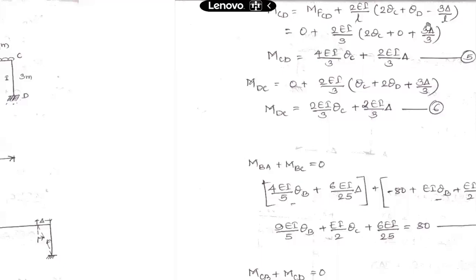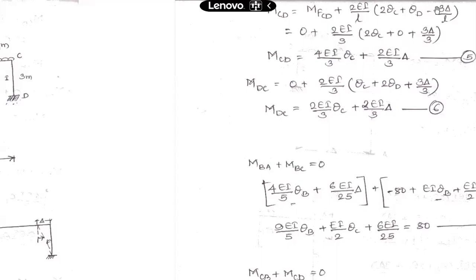Okay, now what should be the sign for delta? Here, you look at this. This is our member CD. When you are at joint C, with respect to the original vertical position of the member, this is rotated in anti-clockwise direction. The rotation here is anti-clockwise. So this delta is considered negative. Minus 3 into minus delta upon this length, 3 meters. So it is coming out to be plus 3 into delta upon 3.